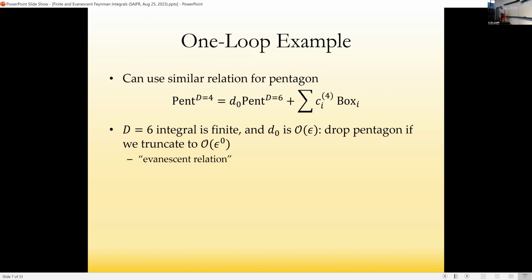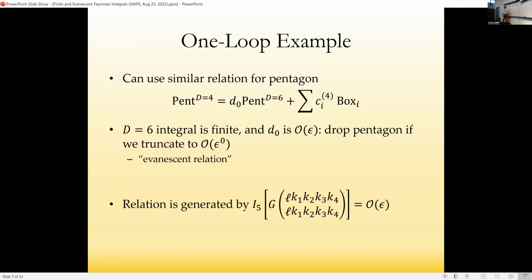And that, thanks to this, which I call an evanescence relation. And again, you can generate this relation from an integral which has an insertion of a particular Gram determinant in the numerator, and you can show, we'll see this a little bit more in detail later, that this integral is manifestly of order epsilon. The integrand, of course, is non-vanishing. And then if you evaluate this in two different ways, you basically get the two different sides of this equation. You can rearrange this equation to tell you that the pentagon can be written as the sum of four boxes plus something else.